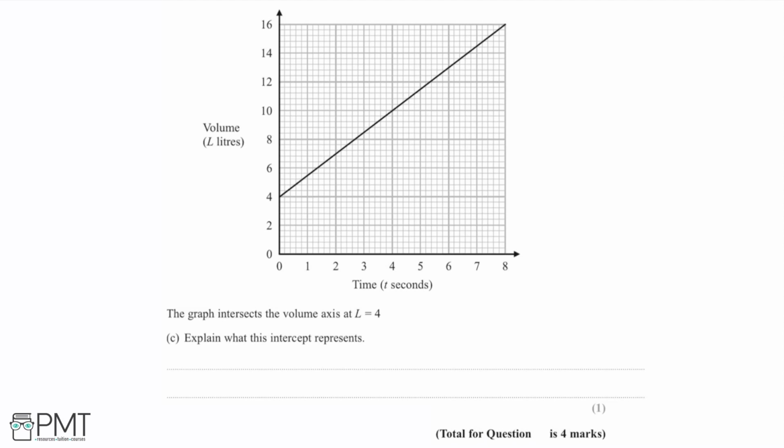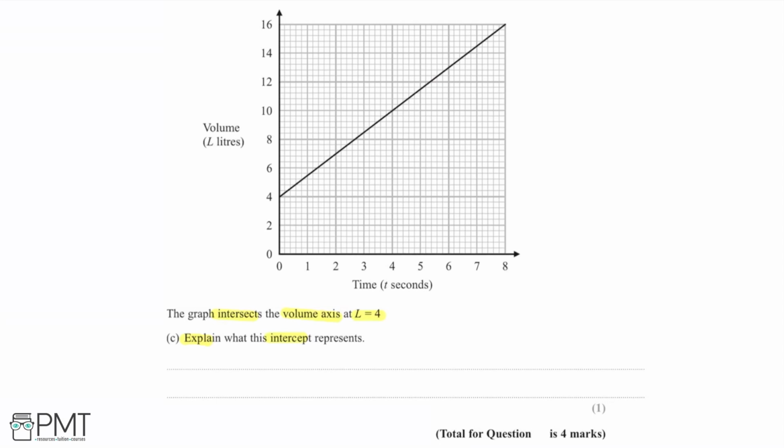Now for the final part of the question, we're told that the graph intersects the volume axis at L equals 4, and again we're asked to explain what this intercept represents. So if I just have a look at the graph, we can see here that it intersects the volume axis, so the y-axis, at L equals 4, and that is going to be the volume when the time is equal to 0. So when x is equal to 0, y equals 4, so when the time is equal to 0, the volume is 4 litres.